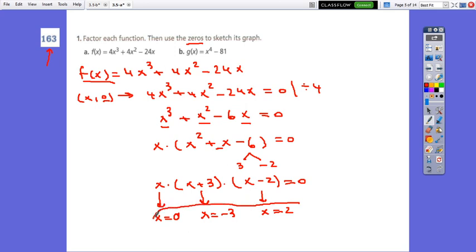And these are the x-intercepts, the zeros of the function. The degree is 3, so there are 3 possible zeros.